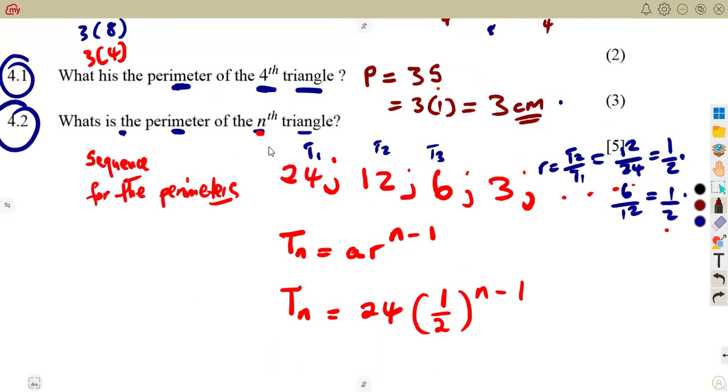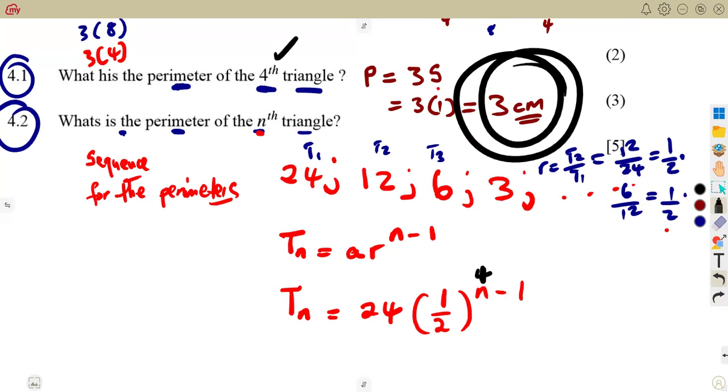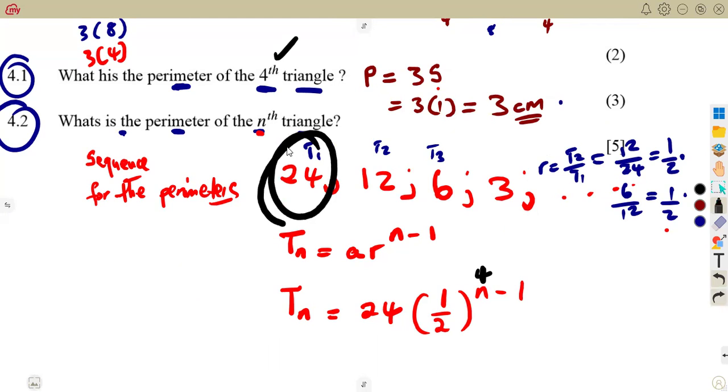Is it the 10th triangle? All right, let's just prove for the second triangle, because we can see already the perimeter is 12. Or even for the fourth triangle that we're being asked here. Remember, we said the perimeter is 3. If you substitute 4 here for the fourth triangle, you are going to see that the answer is 3. For the first triangle, if you substitute 1 here, you're going to see that your answer is 24, which is the perimeter.